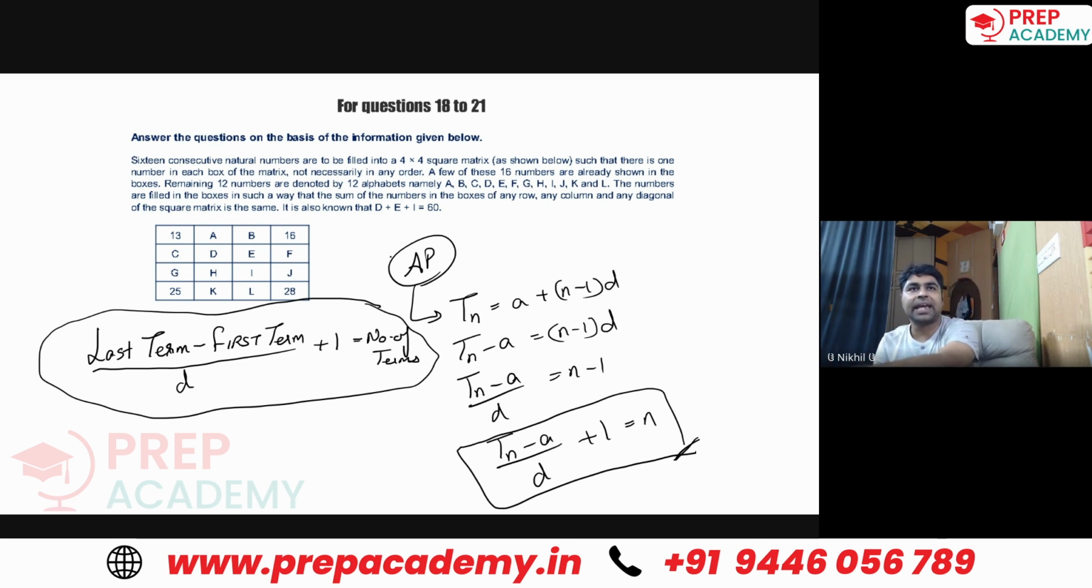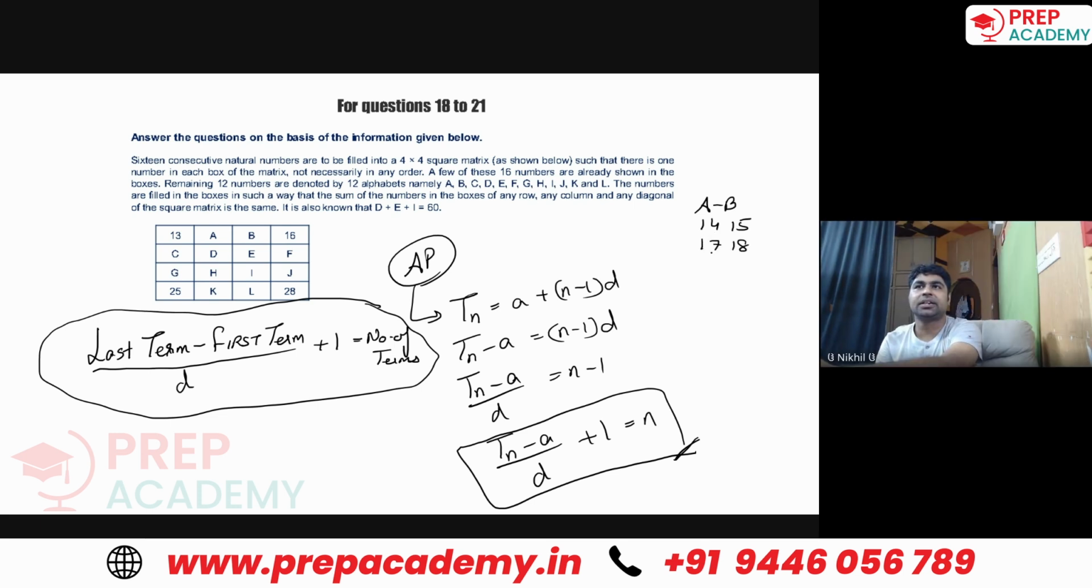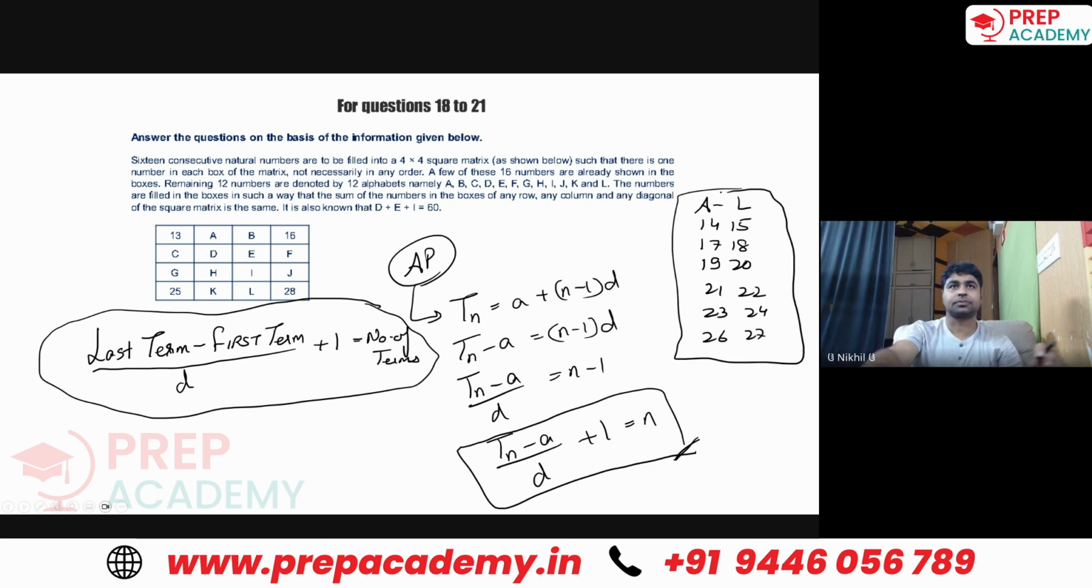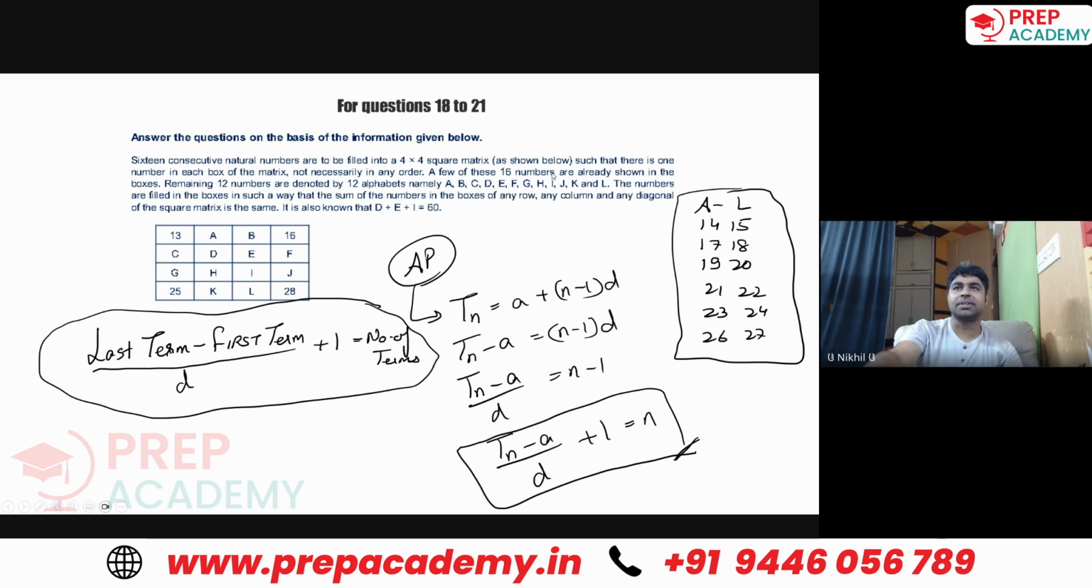That means A, B, C, D, and so on up to L. The A to L values would take up the values 14, 15, 17, 18, 19, 20, 21, 22, 23, 24, 26 and 27. 16 is already gone, and 25 is already gone. So the A to L values would be among these 12 values, right? A few of these numbers are already shown in the boxes. The remaining 12 numbers are denoted by letters.